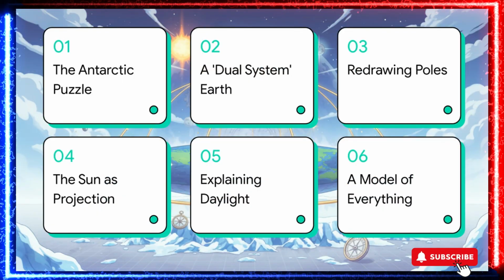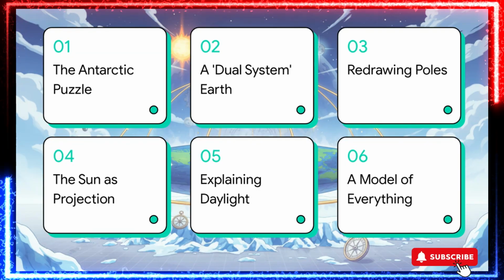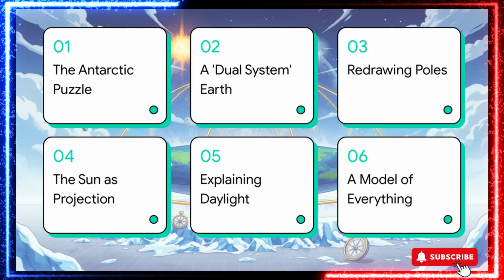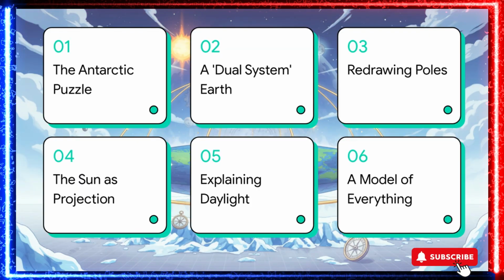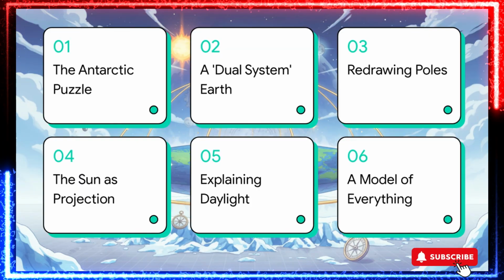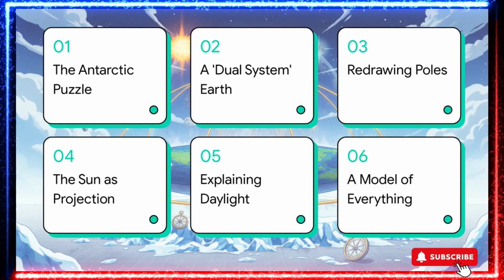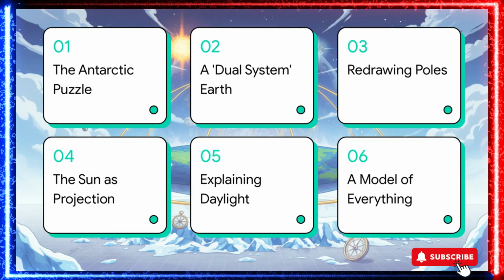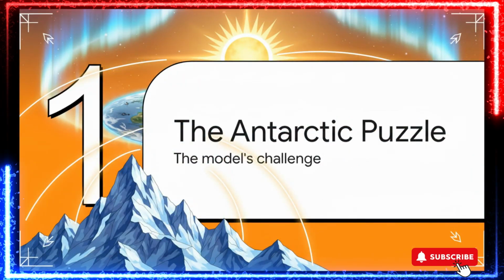So here's how we're going to break it down. First, we'll look at the puzzle itself. Then, we'll get into the core concept of a dual system Earth. From there, we'll see how that totally redraws the map's poles, re-examine the sun itself, and then we'll put all those pieces together to finally solve that 24-hour daylight question. Okay, so let's get right into it.